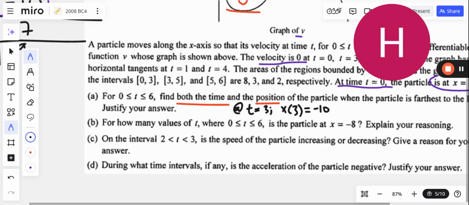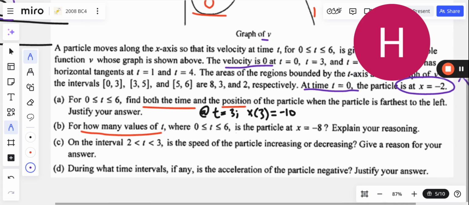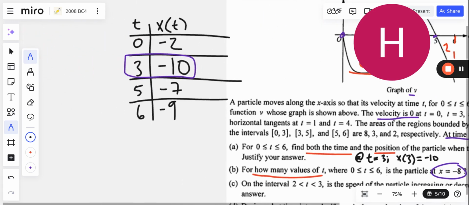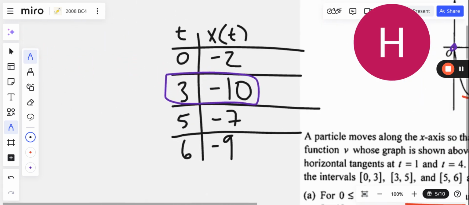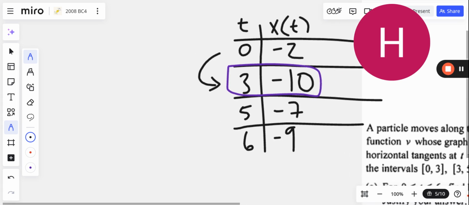For how many values, it doesn't ask for which values, it asks for how many values of t from 0 to 6 is the particle at a position of x equals -8. We're going to use something called the Intermediate Value Theorem to keep track of when the position would have crossed -8. So from 0 to 3 seconds, we go from -2 to -10. This definitely crosses -8 at some point.